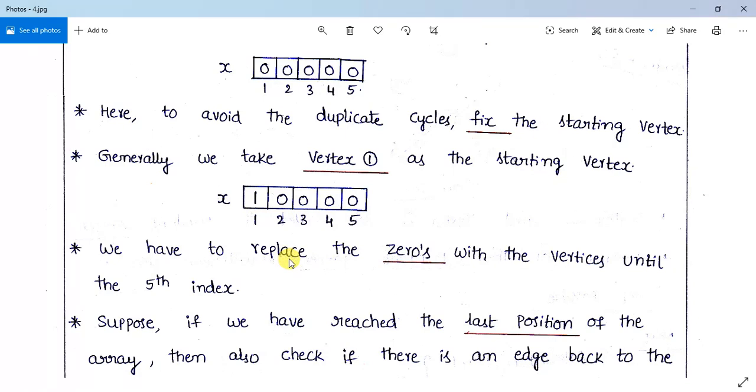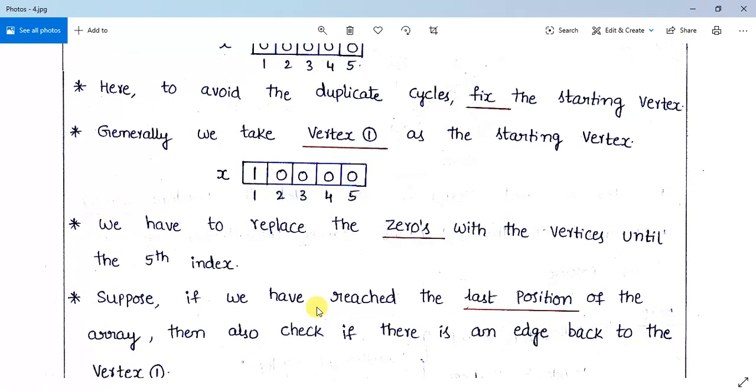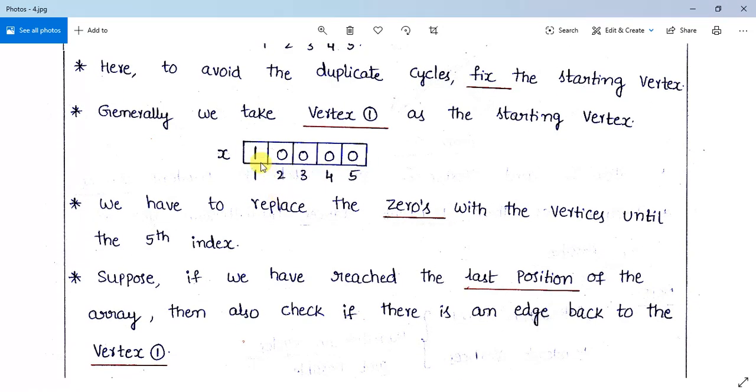I will clearly explain how we are going to replace these zeros with vertices, what the procedure is, and what conditions are to be followed. What is your main aim here? You have to replace these zeros with the vertices. Like that you need to proceed until the fifth index.